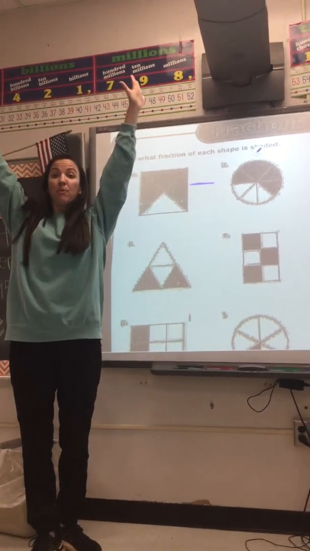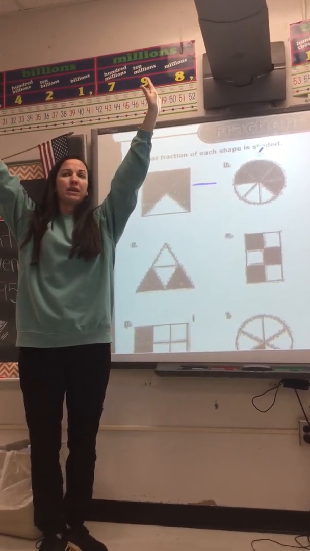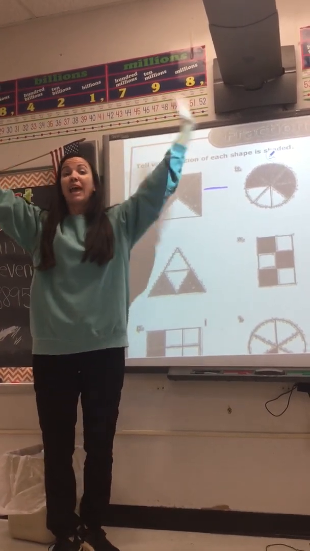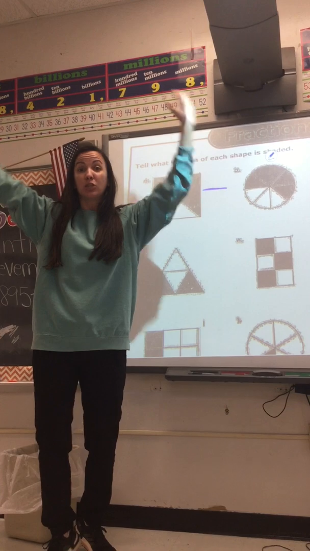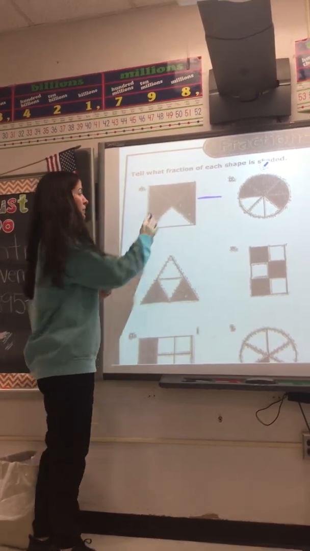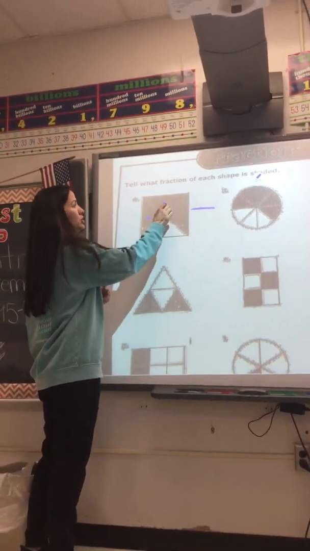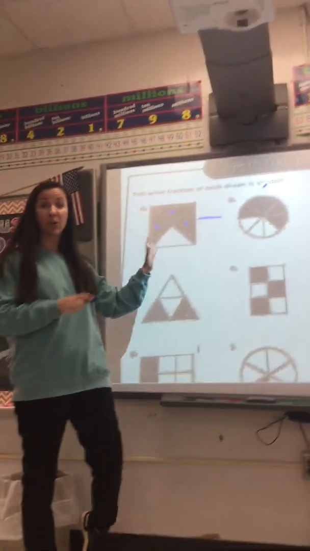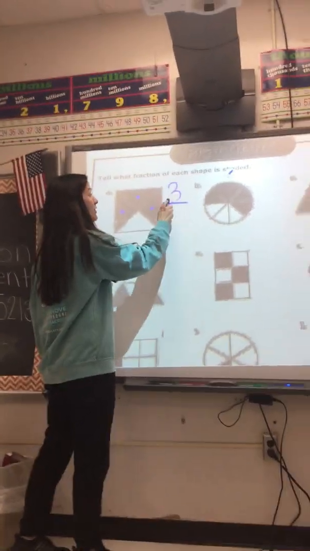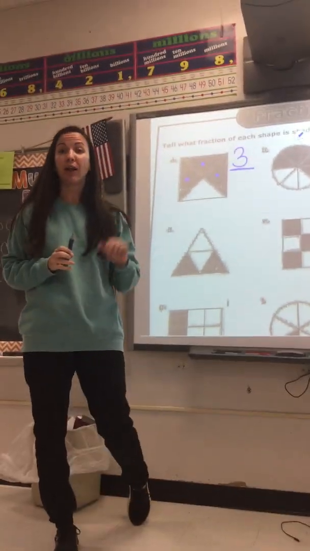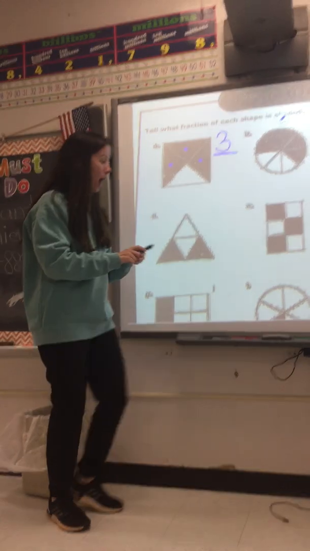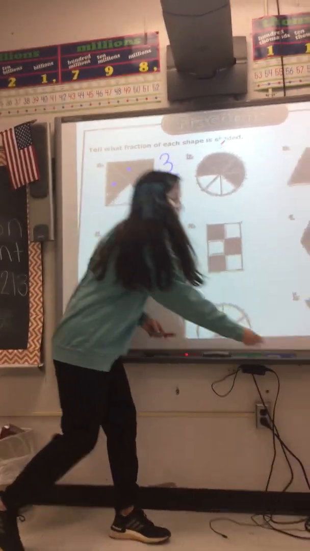Now, top number means what, class? What does that top number mean? Shade. I need to count how many pieces are shaded. So let's get our dot. 1, 2, 3. There are 3 pieces shaded. So let's go ahead and write a 3 in the top. That's called the numerator. That's called the what? Great job, numerator.